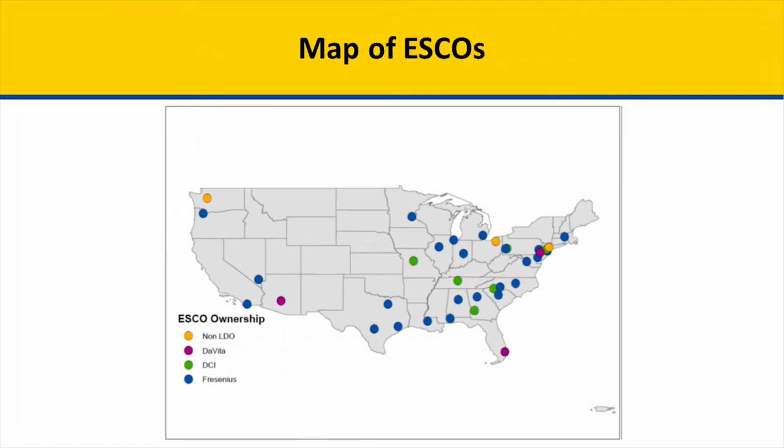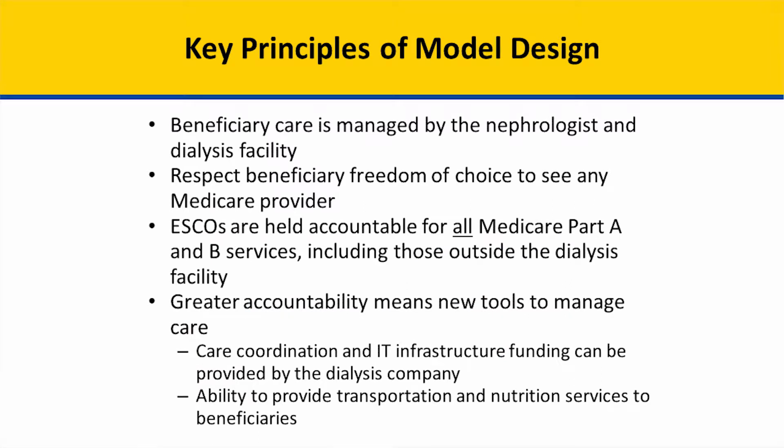So this map here shows pretty good national penetration, clearly a focus in the Northeast and the South, less in the West, but in general, pretty good national distribution, which we're pretty excited about, and I think helps improve the quality of the test. A few key principles for model design: one is that the beneficiary care is managed by the ESCO, which is a combination of the dialysis facility, the nephrologist, and the other providers working together. However, it's also within the context of Medicare fee-for-service, so beneficiaries can still go see any provider they want. This is not a managed care plan. This is overlaying and seeing how well providers can manage care within the confines of the fee-for-service system.